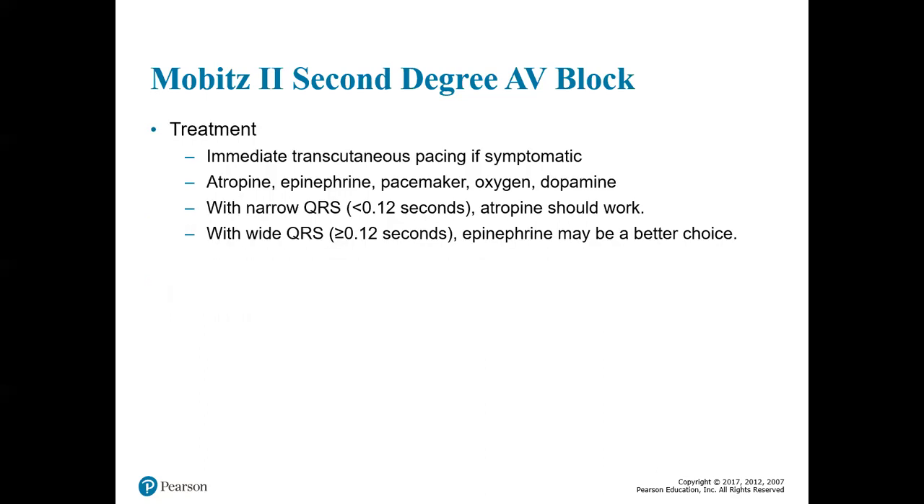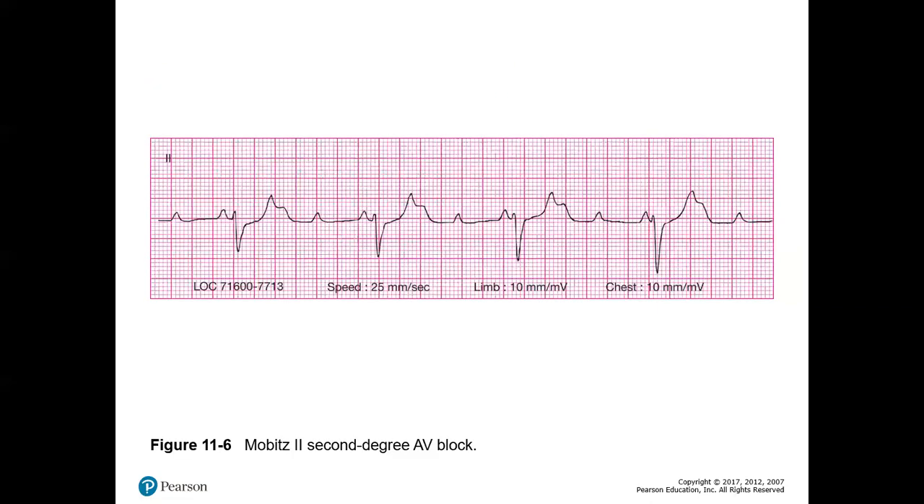The treatment for Mobitz 2 is going to be immediate transcutaneous pacing if they're symptomatic, and then if that does not remedy the situation, they'll proceed to medications, in which they'll be pushing atropine, epinephrine. The patient will be on oxygen and dopamine. With a narrow QRS, atropine should work. With a wide QRS, epinephrine is a better drug choice. Okay, here we have an example of our Mobitz 2.